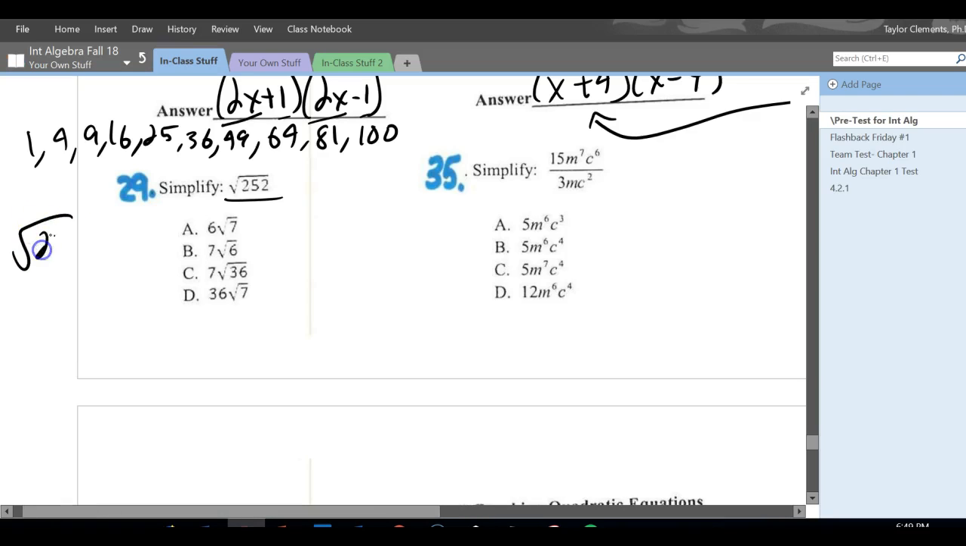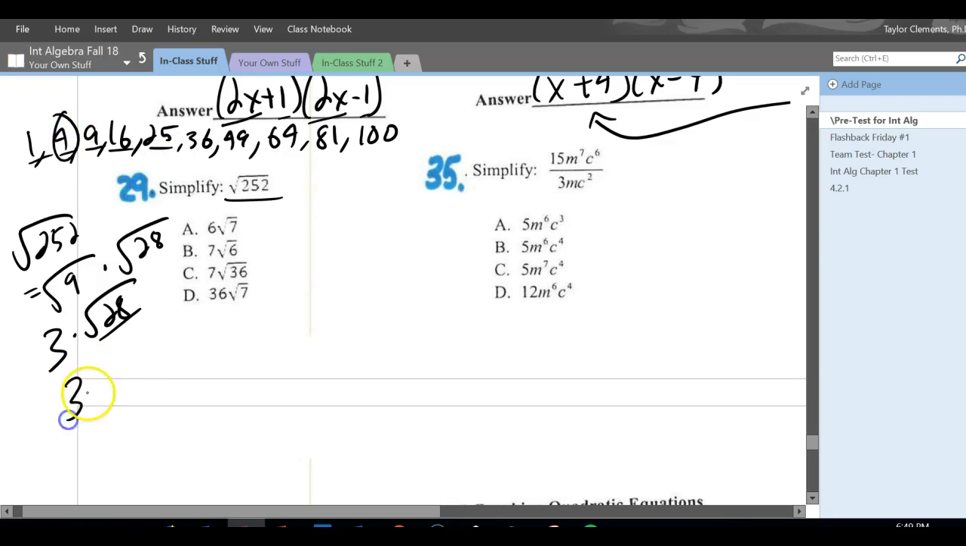So square root of 252 is the same thing as the square root of 9 times the square root of 28. So let's see what happens here. Square root of 9, that's just 3 times square root of 28. So ask ourselves, 28, can that be divided by any of these numbers up here? Yes, it can. It can be divided by 4. So that means this becomes 3 times the square root of 28. Well, that's 4 times 7.